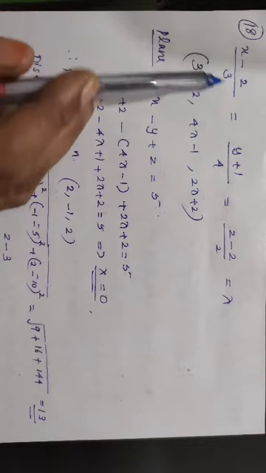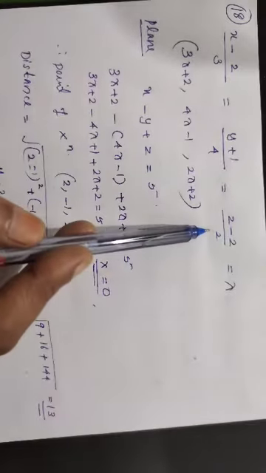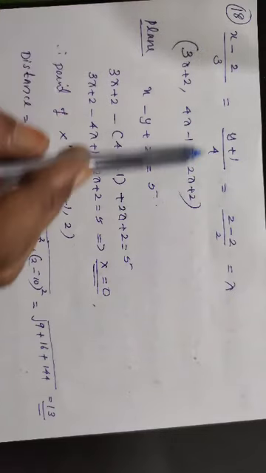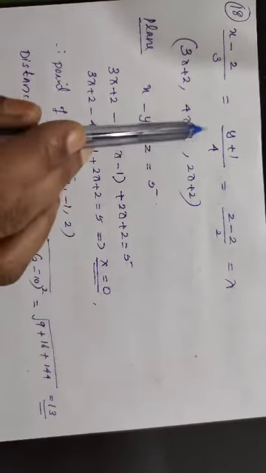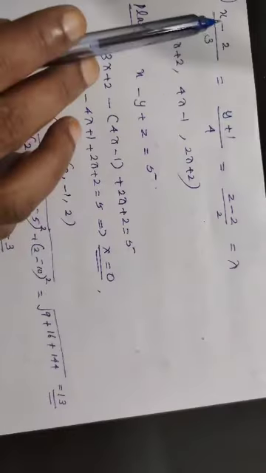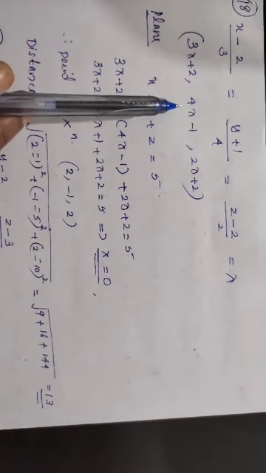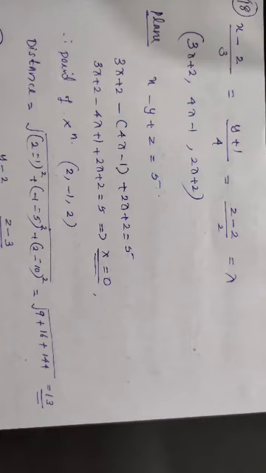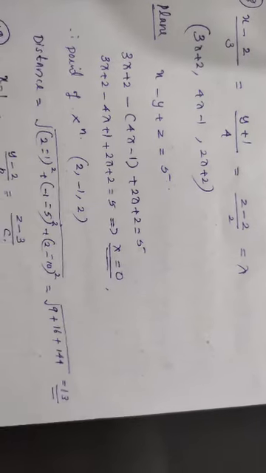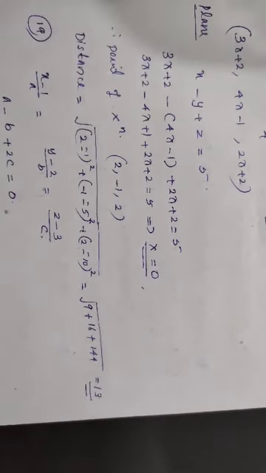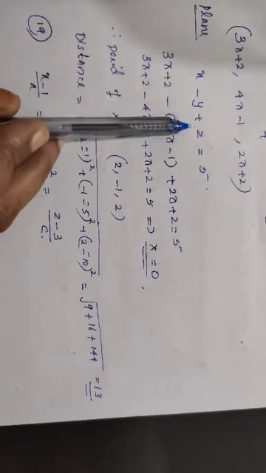(x minus 2) by 3 equal to (y plus 1) by 4 equal to (z minus 2) by 2. Now we have converted the equation of the line to Cartesian form. By equating this with lambda, we can find the value of x, y, z, that is, any point on the given line: 3 lambda plus 2, 4 lambda minus 1, 2 lambda plus 2. See the steps: first convert the given equation to Cartesian form, and find the point x, y, z by equating with lambda. Then we convert the equation of the plane to Cartesian form by replacing i, j, k by x, y, z. We will get x minus y plus z equal to 5.